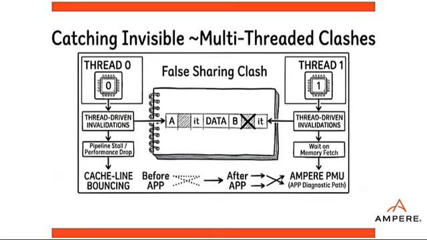Because APP is optimized specifically for Ampere hardware, it can easily diagnose advanced multi-threaded friction like false sharing and cache line bouncing. It tracks deep coherence metrics, exposing write-driven invalidations that hurt multi-threaded software scale. Catching these hidden bottlenecks frequently leads to immediate 2.5x speedups in core efficiency.